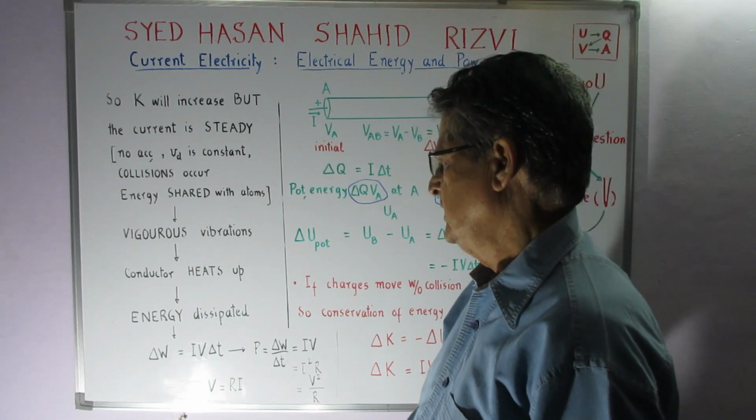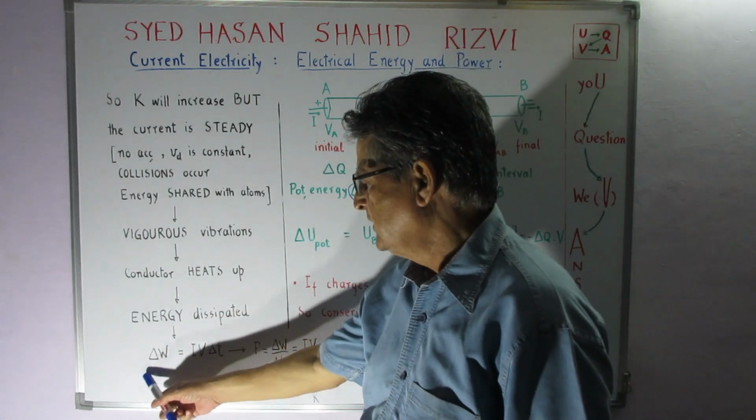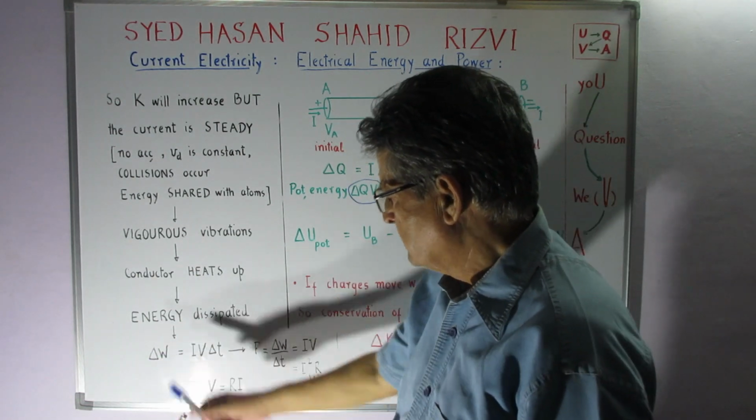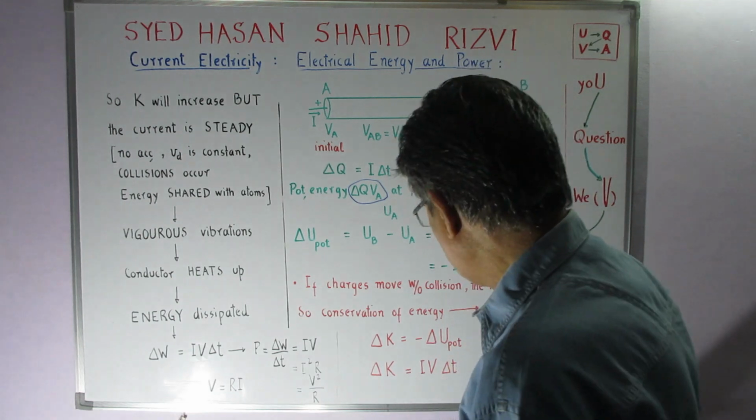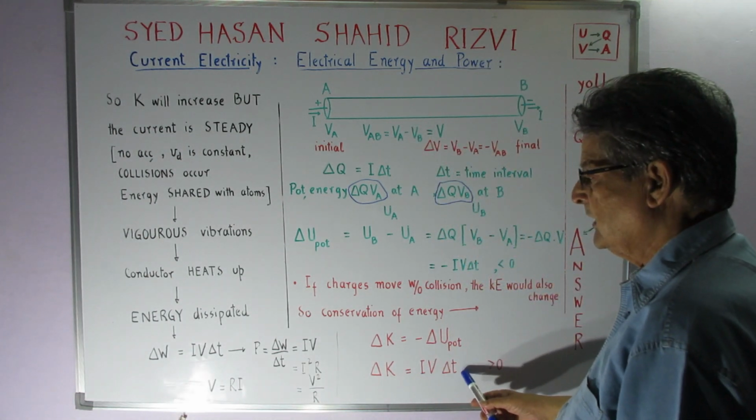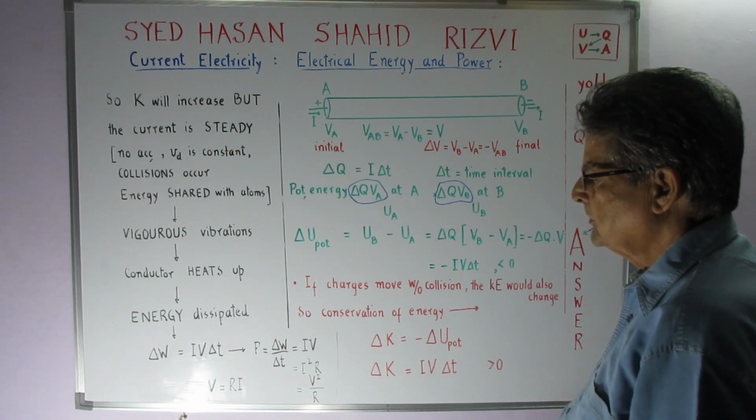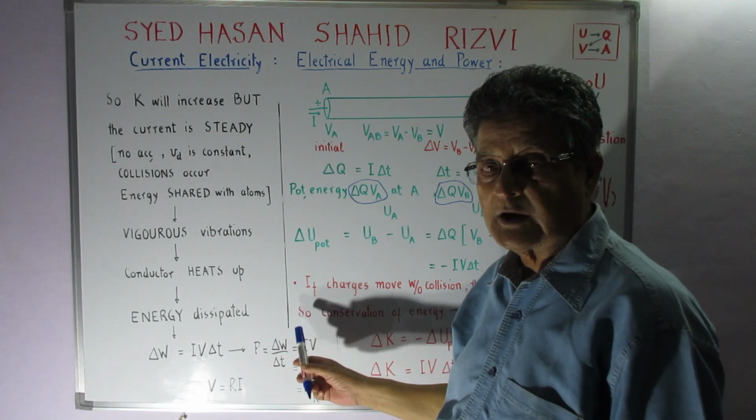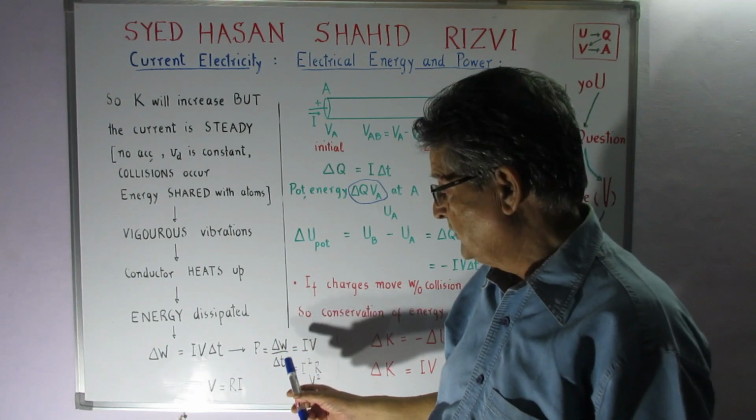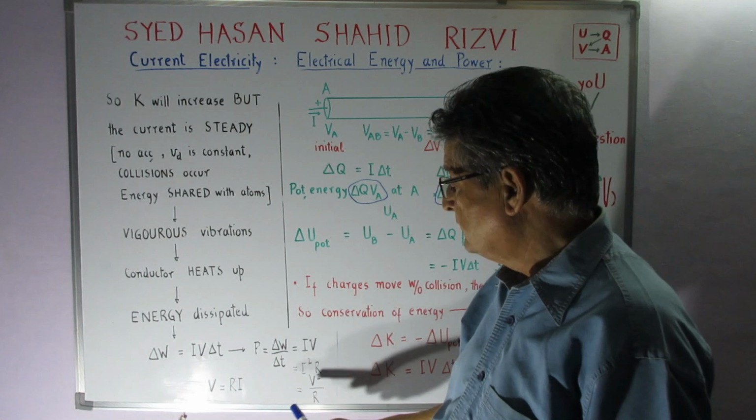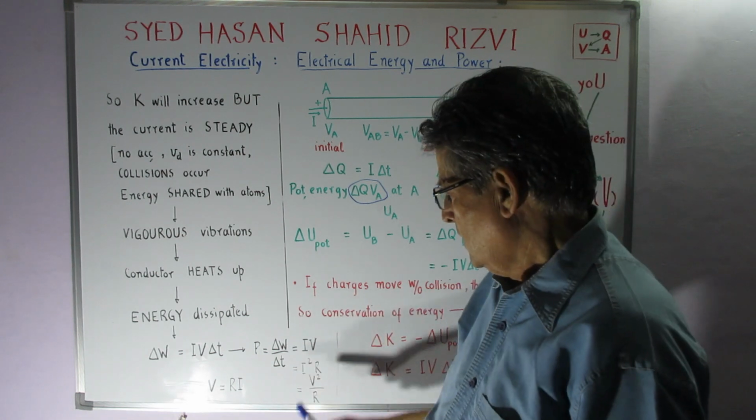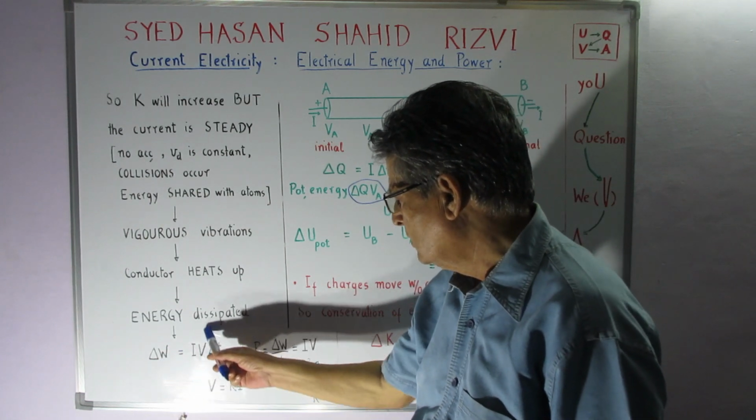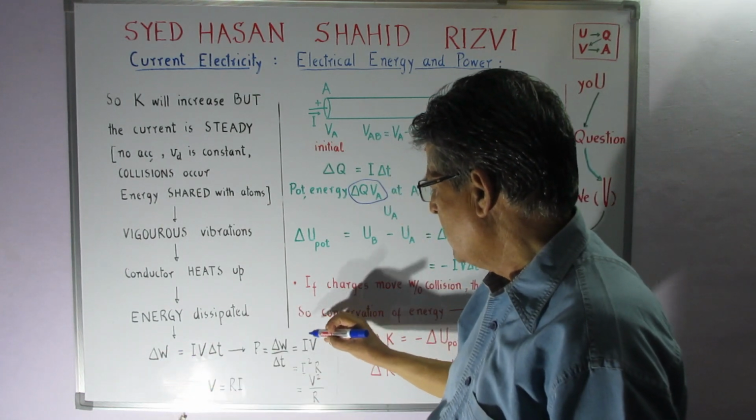And this energy dissipation appears in the form of work done, delta W. And naturally it is equal to I V delta T over here. So now we can define that the power is work done per unit time, by the basic definition of power, rate of doing work. So delta W upon delta T turns out to be equal to I V. So we get power equals I V.